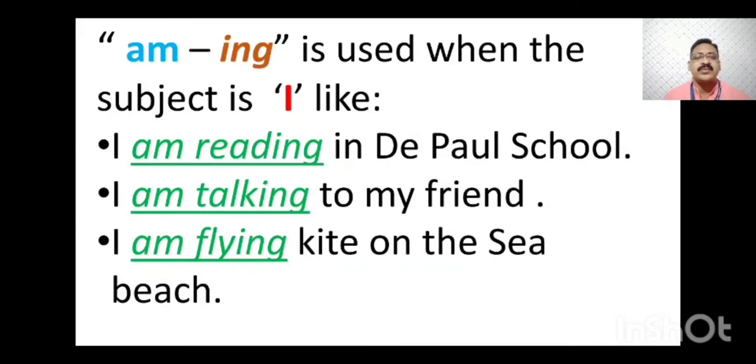Every work is done at present and it is in continuous form, so it is called present continuous, or the work is in progress now. So that's why we have to add am with subject I and verb ing form. I am reading, I am talking, I am flying. Every verb is having ing along with am because subject is I.